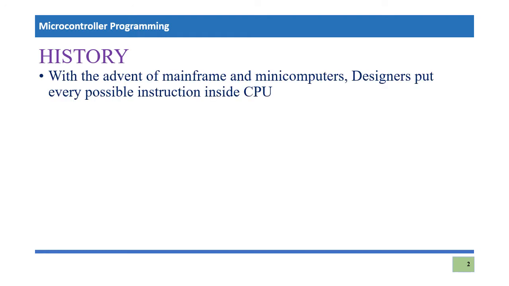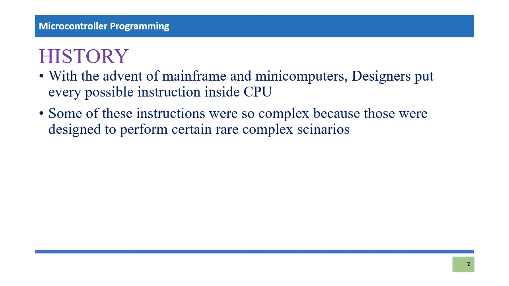We will go to the 60s era, where mainframe, mini computers and large size computers were being designed. So designers could possibly put as many instructions as they could inside the CPU. What was the reason? So that the CPU can perform in every possible situation. But what happened with these kinds of steps? Some of the instructions were so complex and they were designed to perform certain complex scenarios which happen only in real situations. So what was the bad thing here?